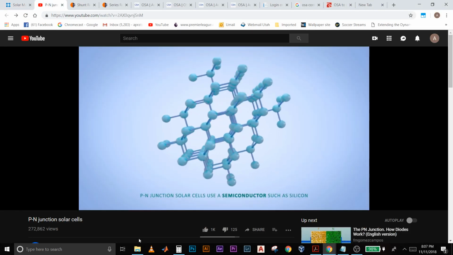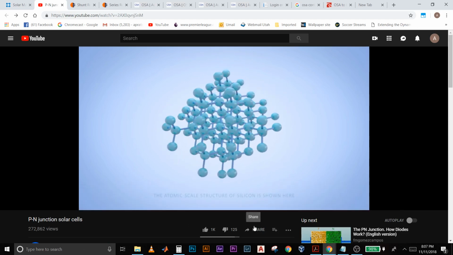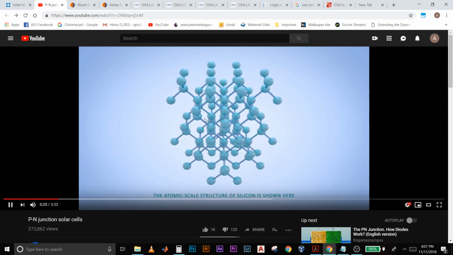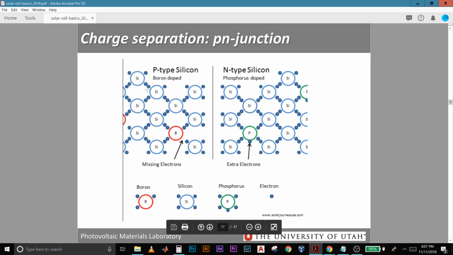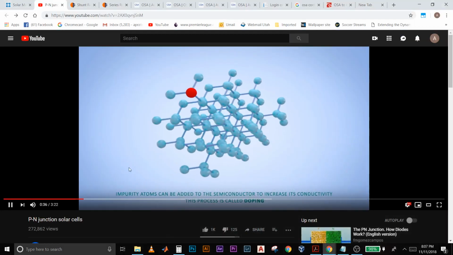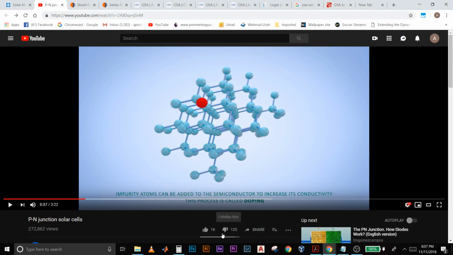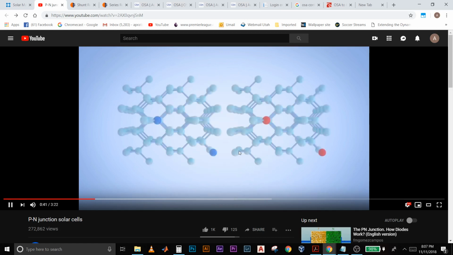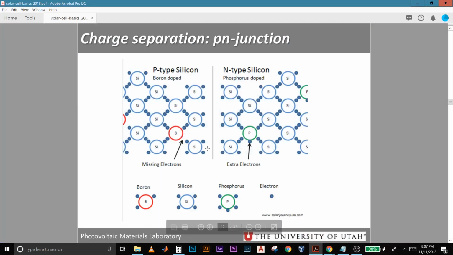So here we see the PN junction solar cell uses a semiconductor such as silicon. It says the atomic scale structure of silicon is shown here, which is good. It's shown in 3D; in this case, I had this diagram drawn in 2D. You can see the silicon atoms with their corresponding electrons. And then it says that impurity atoms can be added to the semiconductor to increase its conductivity by a process called doping. So here you can see this red atom is an impurity which has been introduced into the silicon. Over here, the red is a boron impurity and the green is a phosphorus impurity.